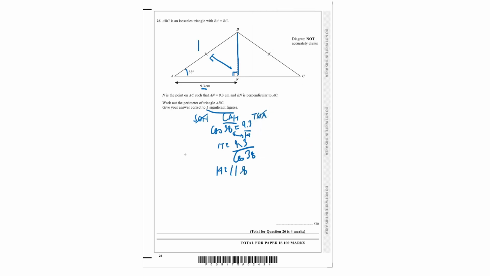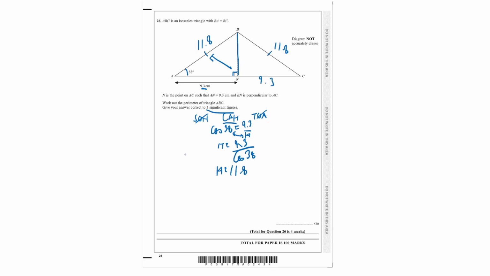So now that we know that this is 11.8, and we know that this is an isosceles triangle, that means that this side is equal to this side, so this is also 11.8, and that means that N to C is also 9.3.